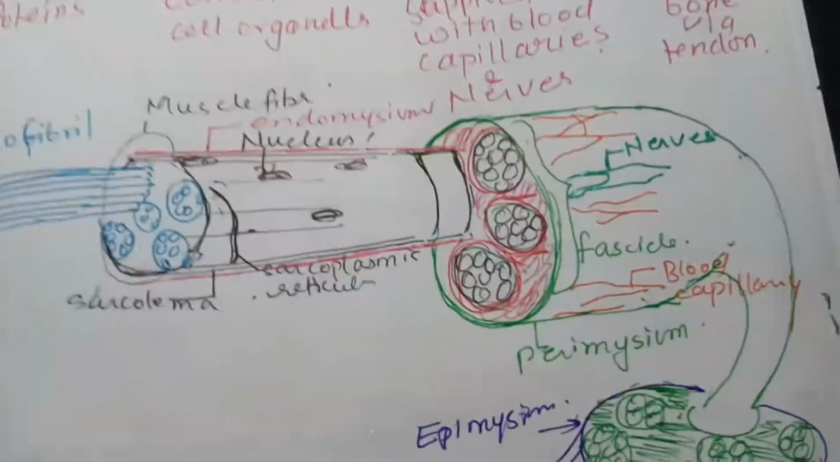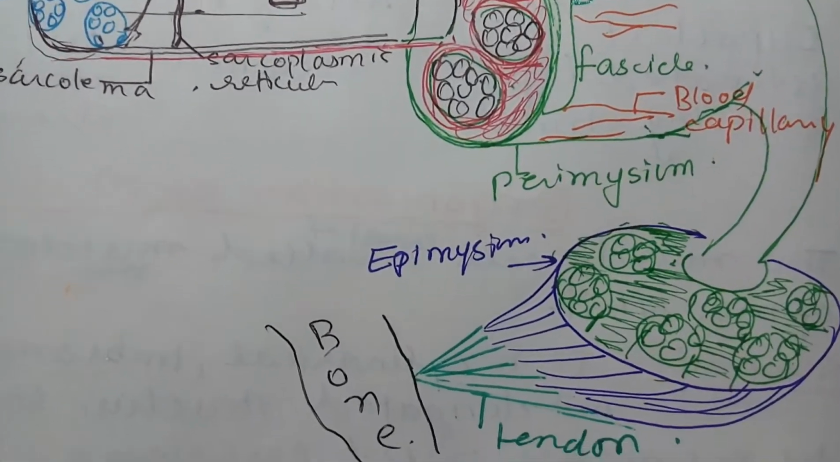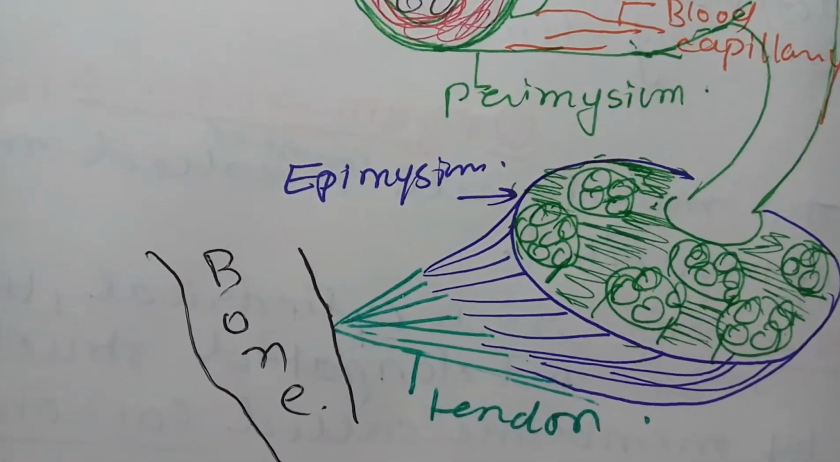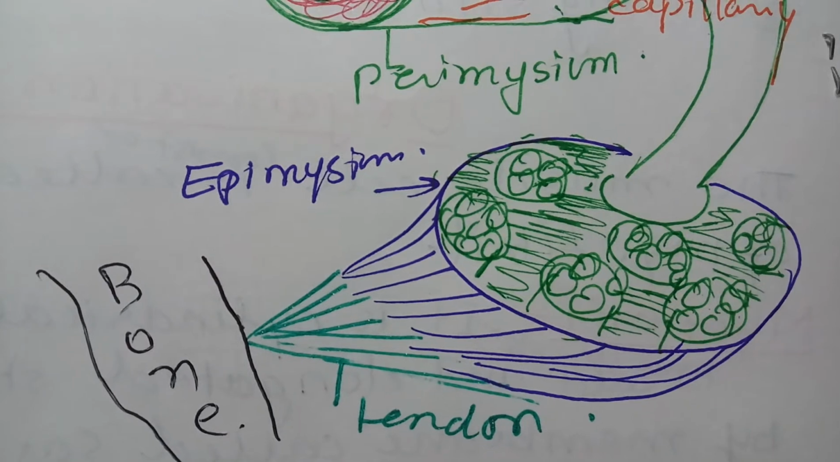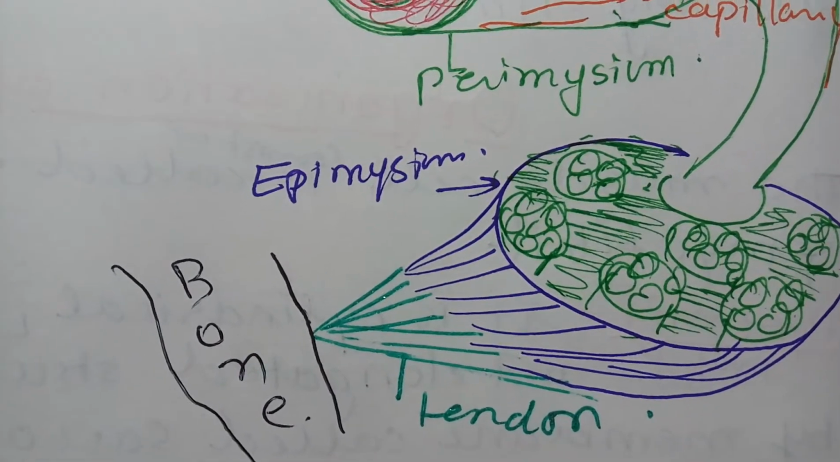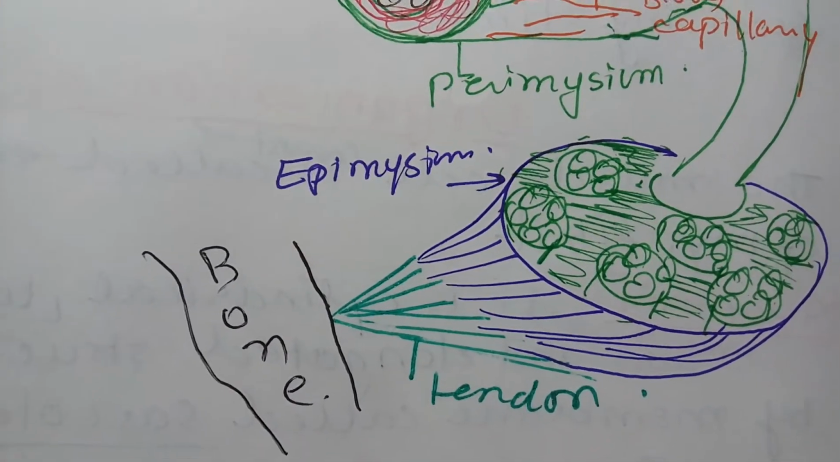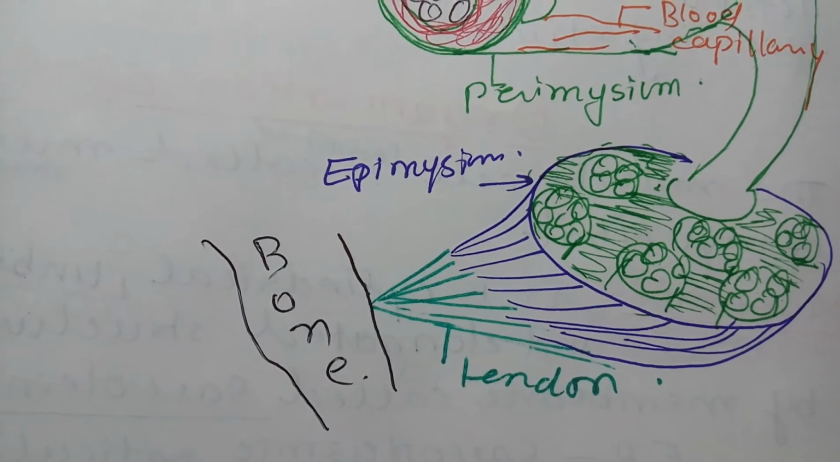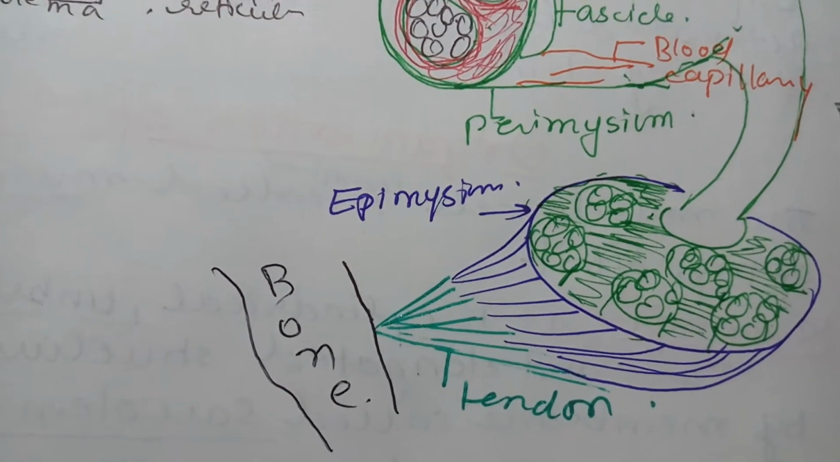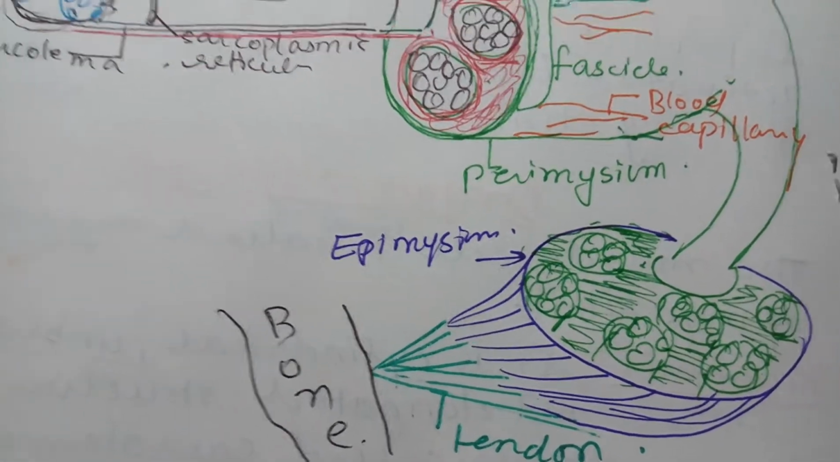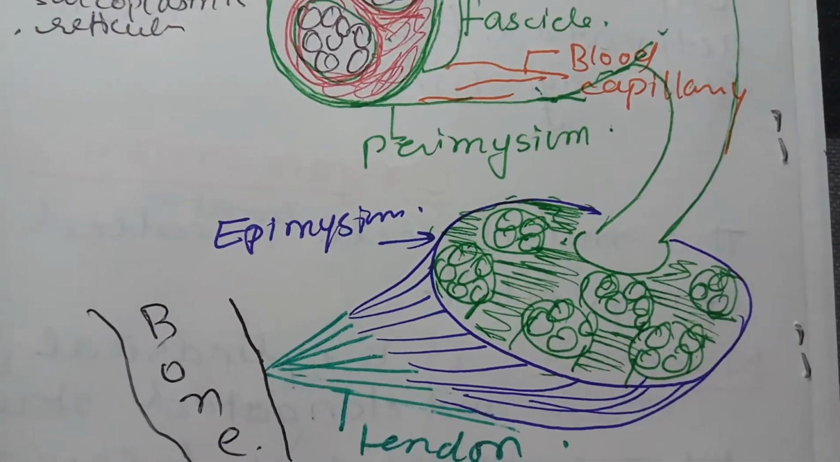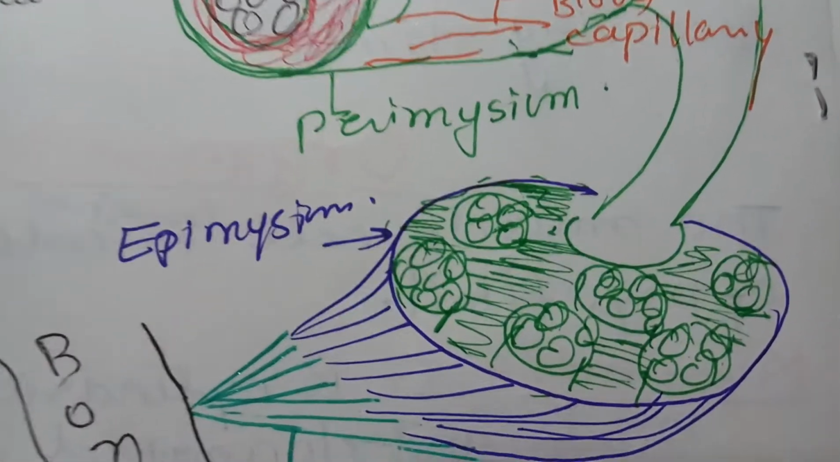Now look at the diagram. I'll take another order to explain the diagram. This is the bone and this is the muscle, the purple one. The muscle is attached to the bone by tendon. The muscle is covered by epimysium, which is a layer of connective tissue. And it is made up of so many fascicles.